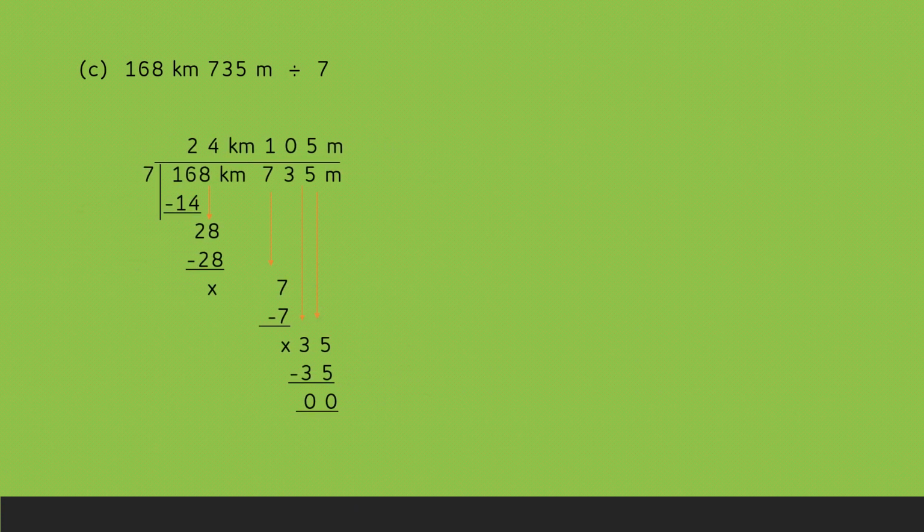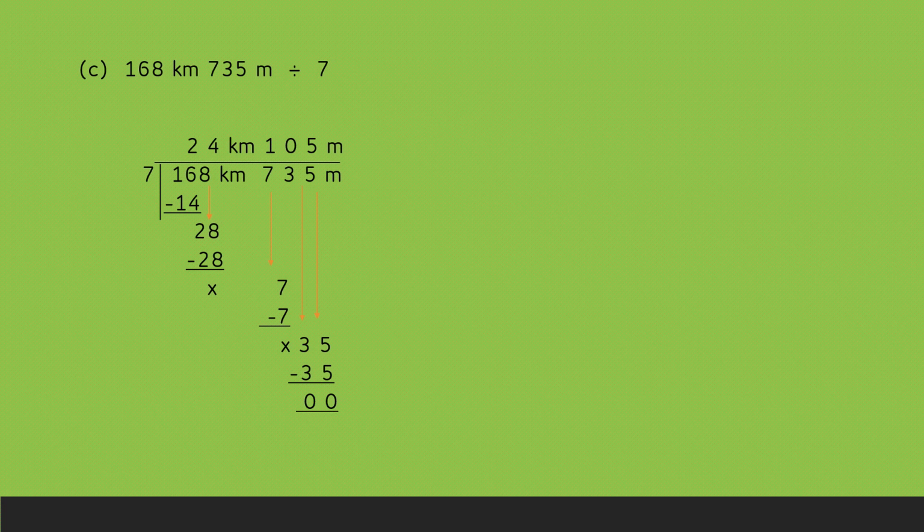Now see the C part. 168 kilometer 735 meter divided by 7. Now 1 in the number is written in the division part. First number is your 1, which you cannot divide. So you will take another number. It will become 16 now. Now 7 1s are 7, 7 2s are 14, 7 3s are 21. 21 is bigger than 16. So take 2 times. Write 2 on the quotient. 7 2s are 14. Now 16 minus 14 is 2.